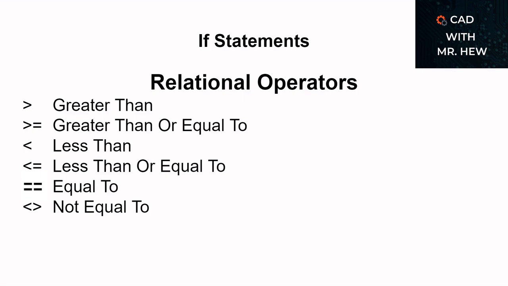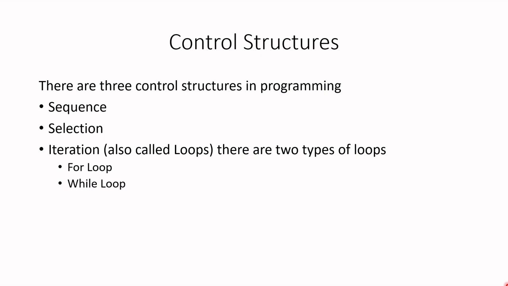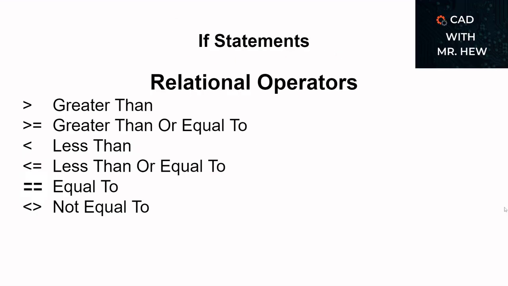In today's video, we're looking at the if statement. Now, the if statement would fall under the control structure called selection. So there are three types of control structures that you have in programming. You have the sequence, then you have selection, and then you have the iteration or the loops. In today's video, we're looking at the if statement.